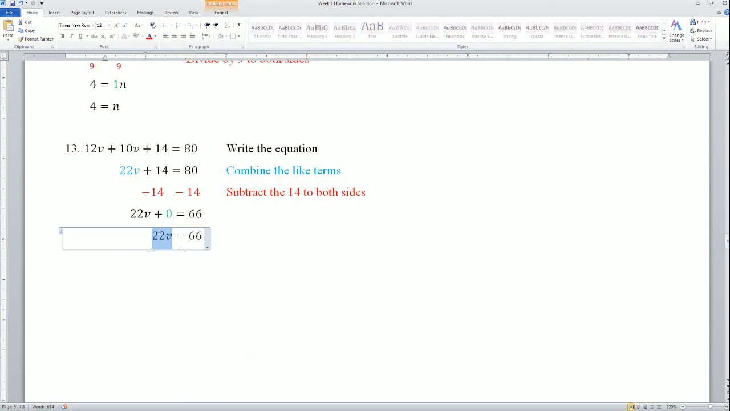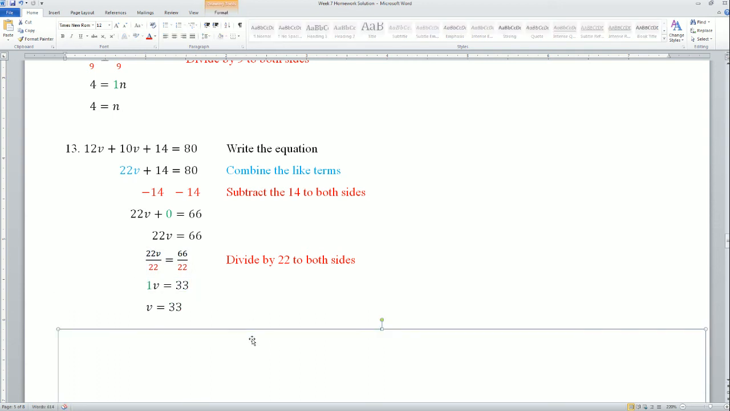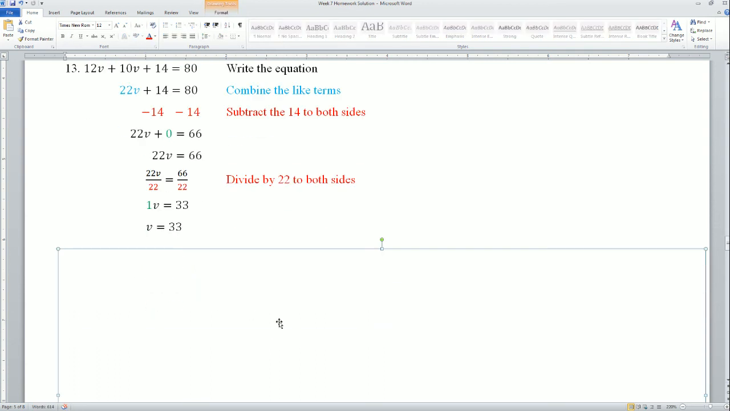What I'm left with on my left hand side is the 22v. What is attached to the v right now is a multiply by 22. So what is the inverse of multiply by 22? It's divide by 22. You divide by 22 to both sides. On the right hand side, 66 divided by 22 gets you 3. On my left hand side, 22 divided by 22 just gets you that 1. So your answer would be v equals 3.